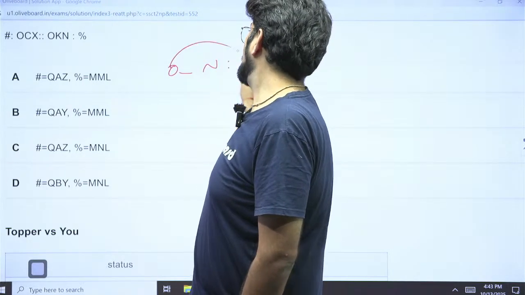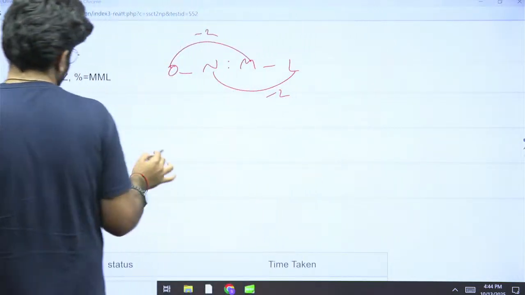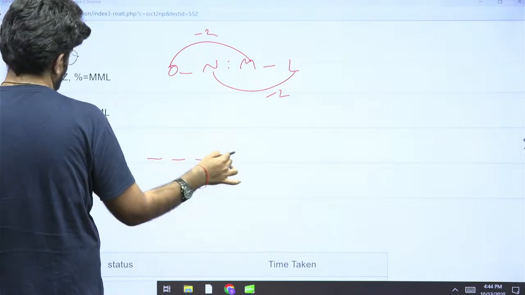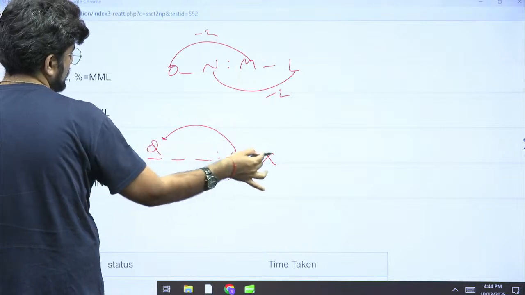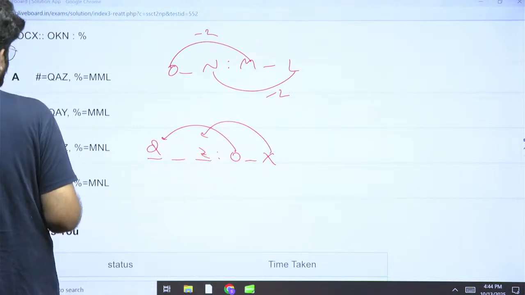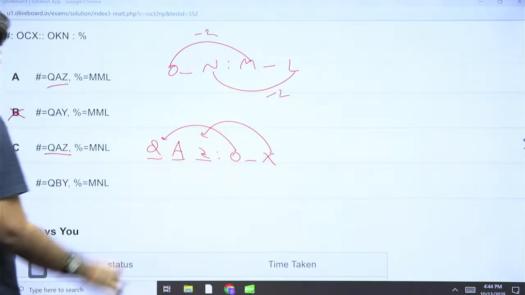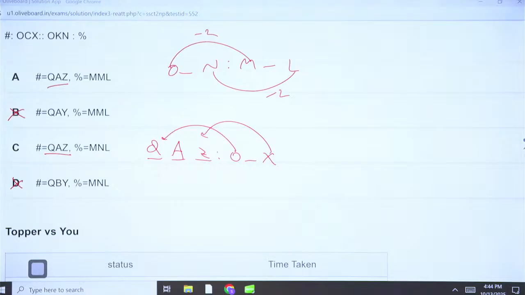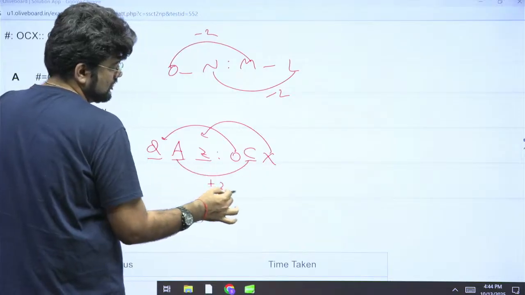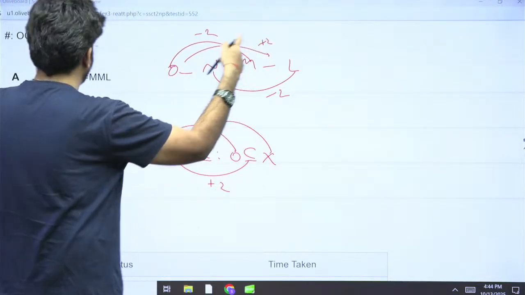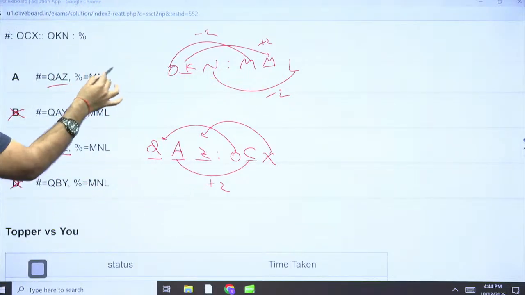So what is the logic? O and M. This is -2 and this is -2 again. So for dash, O-X. So +2. 15 plus 2 is 17 and 24 plus 2 will be 26. So Q-Z should be my answer. So this is not possible, this is not possible. QAZ, QAZ. Both ways it is QAZ only. Great. Now if I have A here and I have C here, that means what is happening? This is +2. So from here to here we need to have a +2. Correct? So from 11 plus 2 it is going to be 13 here. So MMN is correct. Option A is the right answer.